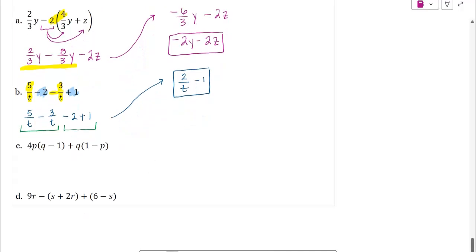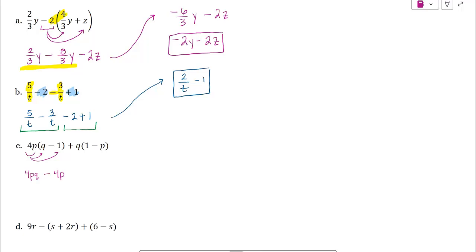For example C, I've got multiple variables again. I've got p's and q's, but I've got to do some multiplication before I start this problem. So I want to take the 4 times p and multiply it by q, and then also multiply it by a -1. So I'll get 4pq and then minus 4p. Similarly here, I'll take this q and multiply it by 1 and also by a -p. So that'll give me plus q minus p times q.